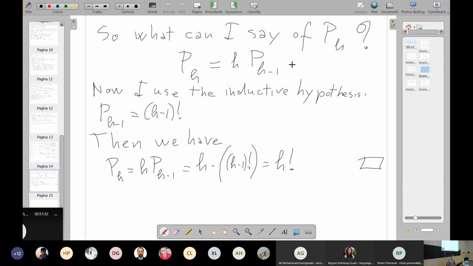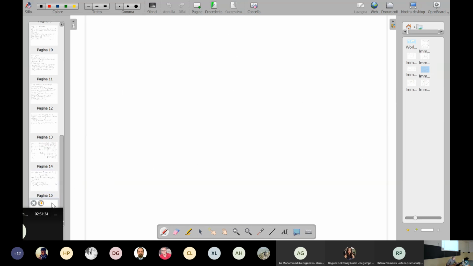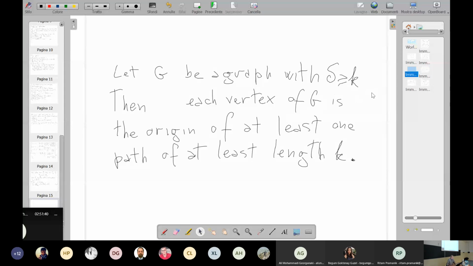Okay? Now, let's see. I wanted to tell you that I prefer this. So I'm going to prove this, which looks stronger, but instead it's not stronger. It is the same thing as what was written in the book. Let G be a graph with small delta greater than or equal to k, then each vertex of G is the origin of at least one path of at least length k. Okay? I use induction for proving this.